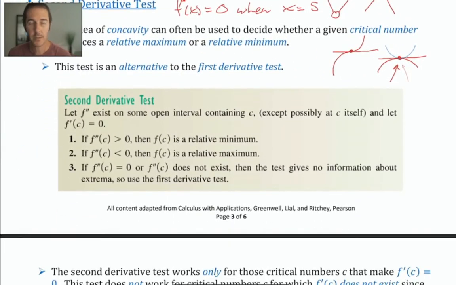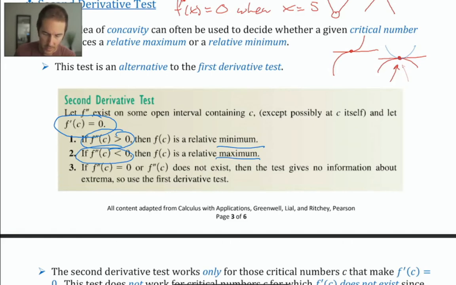That's what's articulated in this gray box right here. We're assuming that f prime of c is equal to 0, and then we test. If f double prime of c is greater than 0, then it's a minimum. If it's less than 0, then it's a maximum. If f double prime is equal to 0, or it does not exist, then the second derivative test hasn't told us squat, and we should probably back up and try the first derivative method for examining what's happening when x equals c.